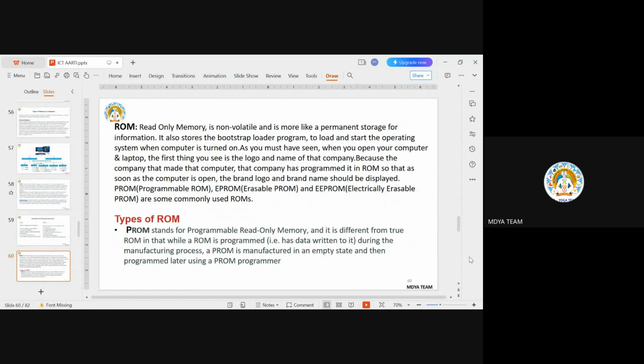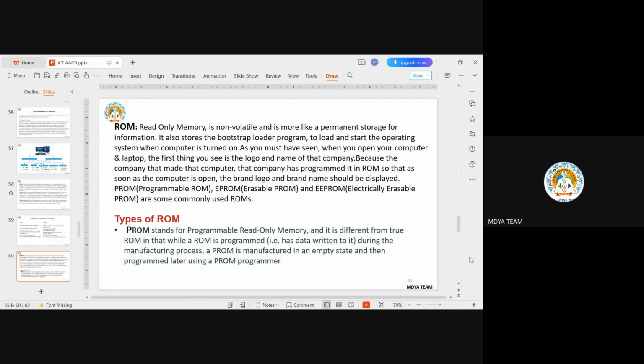The full form of ROM is Read Only Memory. We understand from the name that here we can only read, not write on it. It is non-volatile and is more like a permanent storage for information. The data stored in this memory is permanent, and because it is permanent, it is called non-volatile.